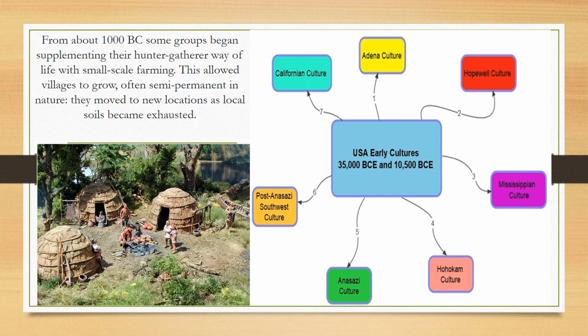From about 1000 BCE, some groups began supplementing their hunter-gatherer way of life with small-scale farming. And here I attached a photo of how they used to build their houses and so on. This allowed villages to grow, often semi-permanent in nature. They moved to new locations as local soils became exhausted.